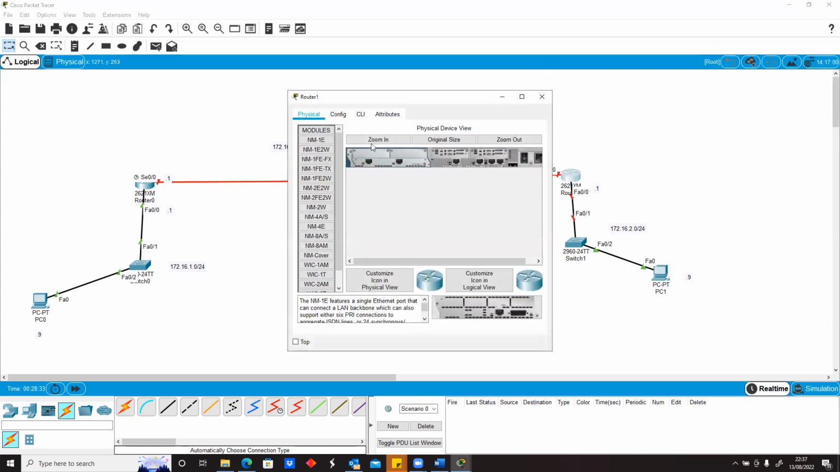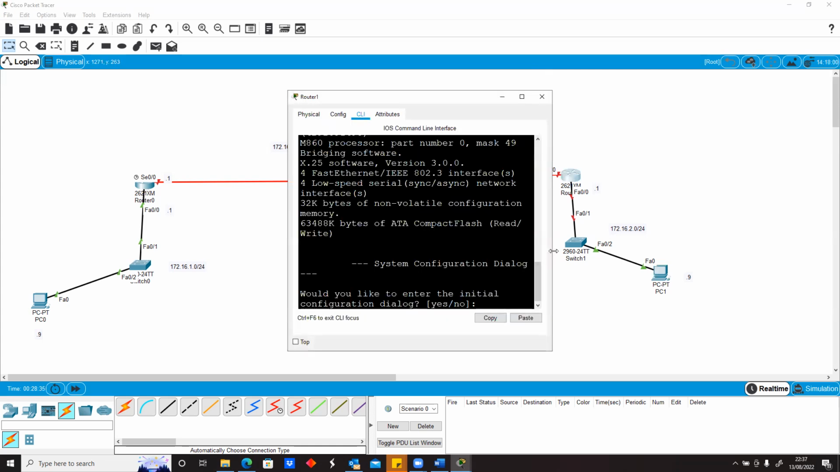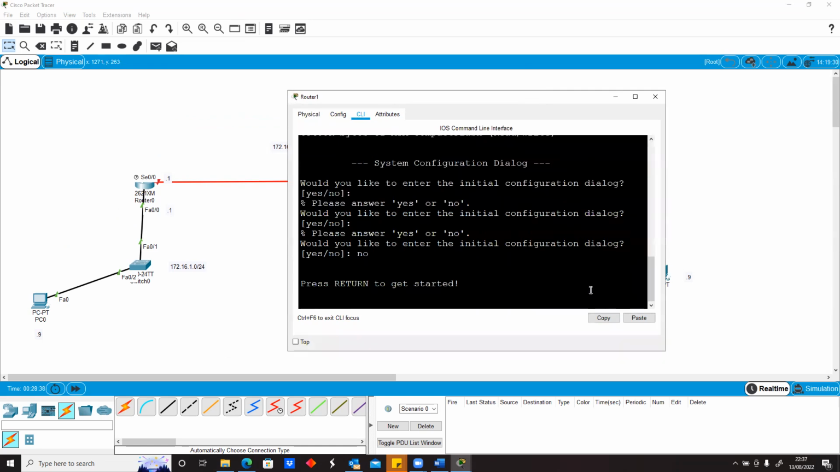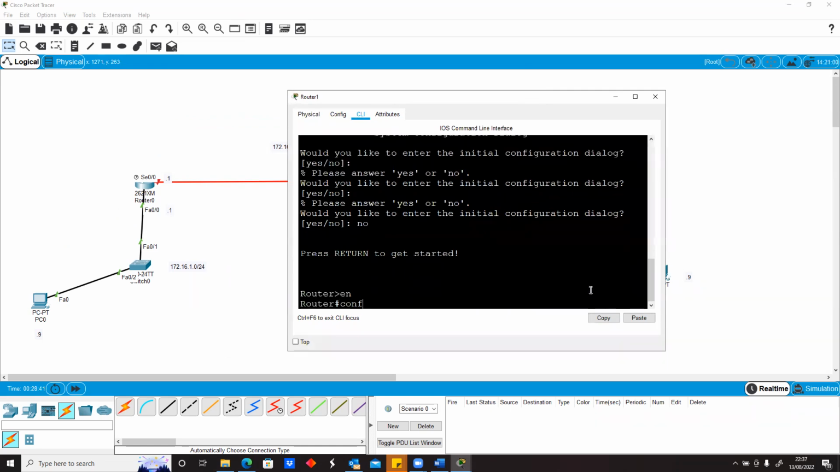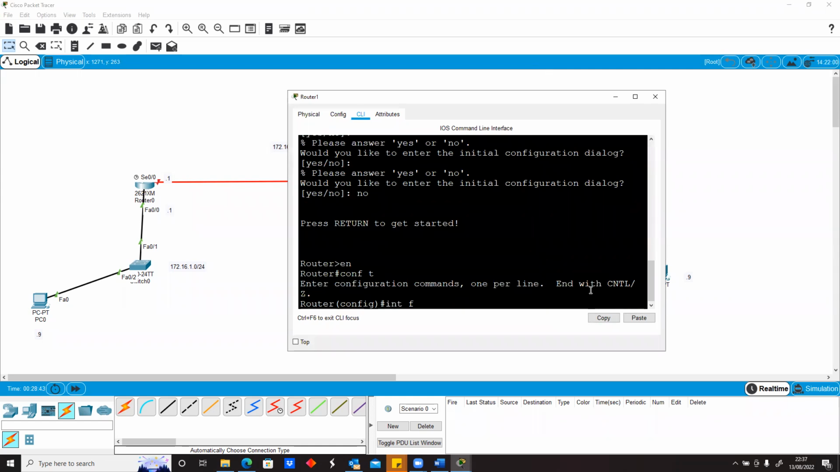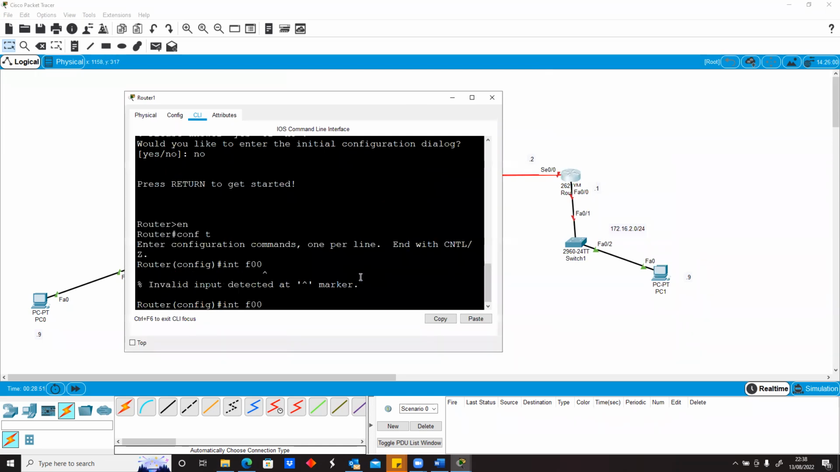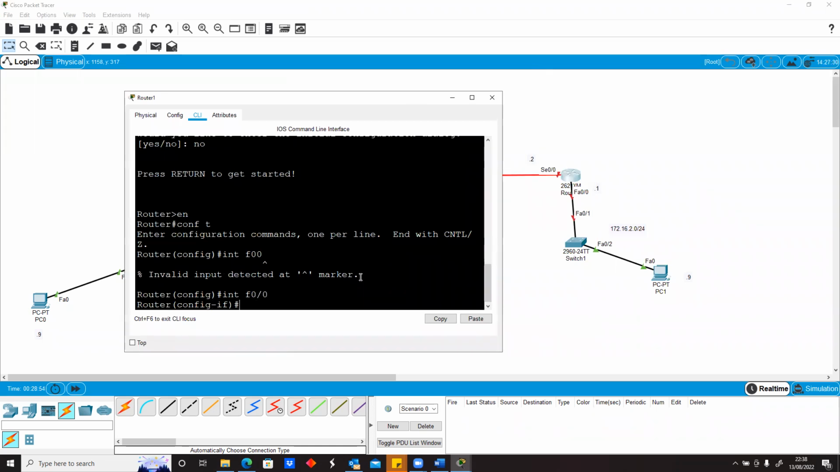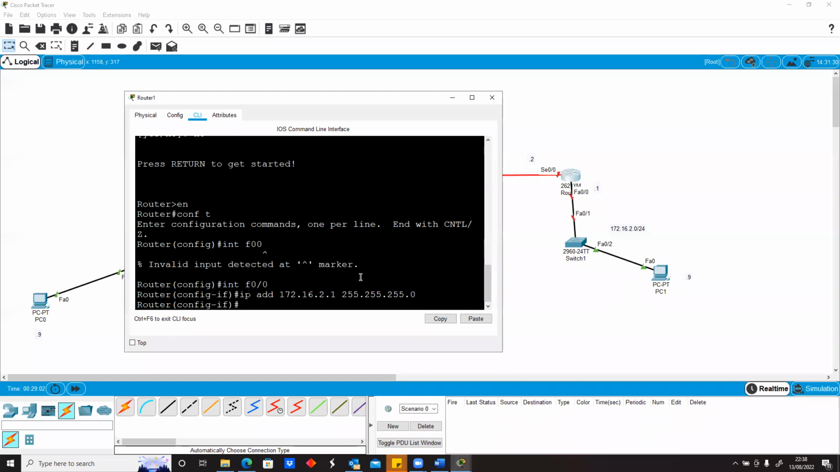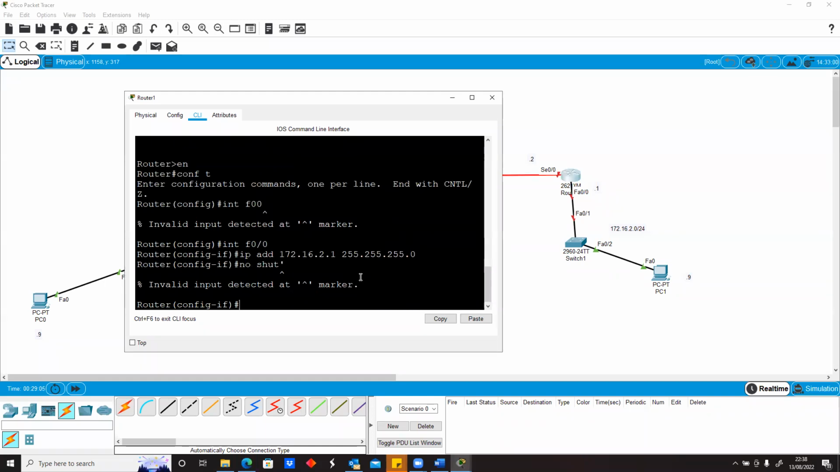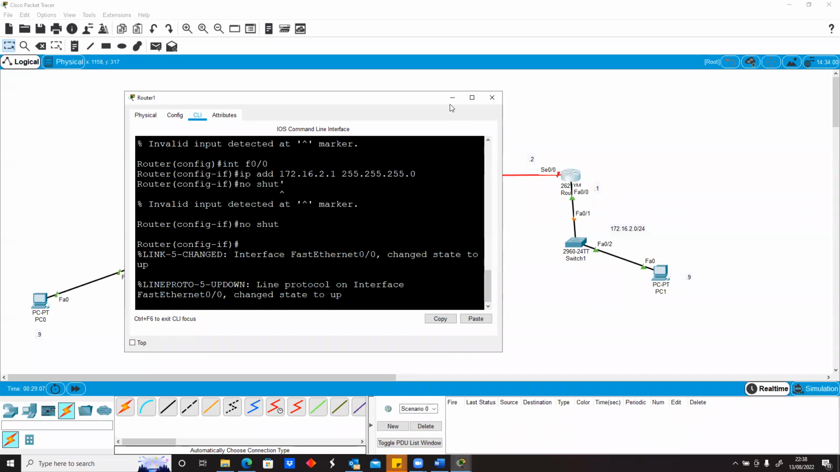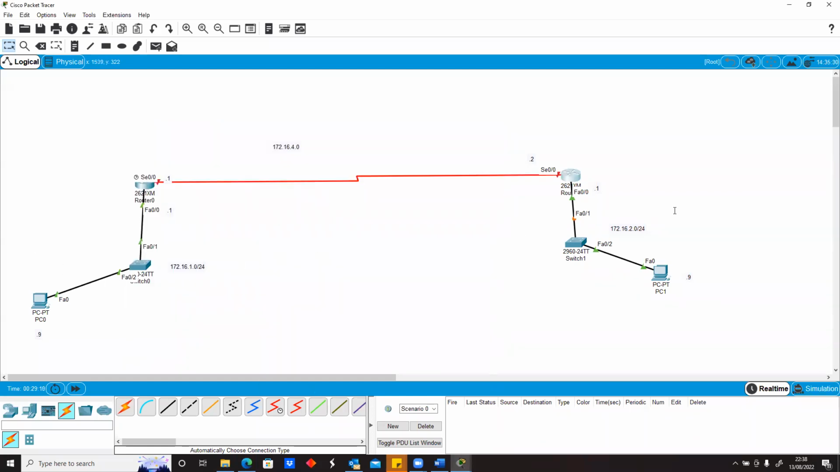So I come to this device on my CLI. I would go to my global configuration mode and do interface F0. So this is the interface F0/0 on here. So F0/0, and I say IP address 172.16.2.1, 255.255.255.0, and I'll do my no shut. So now the two interfaces on the routers have IP addresses.